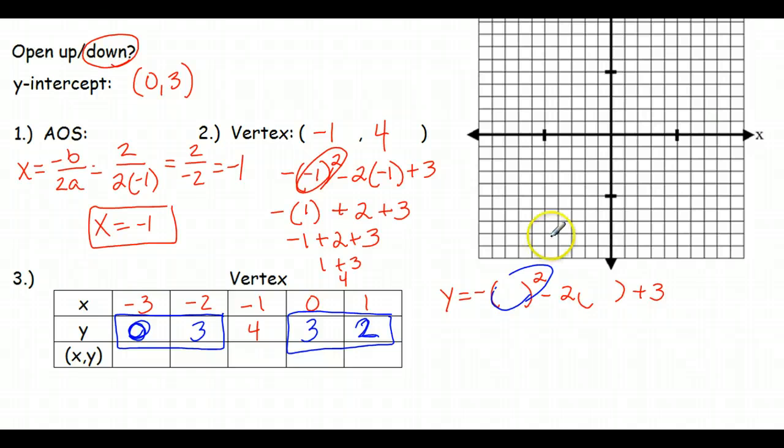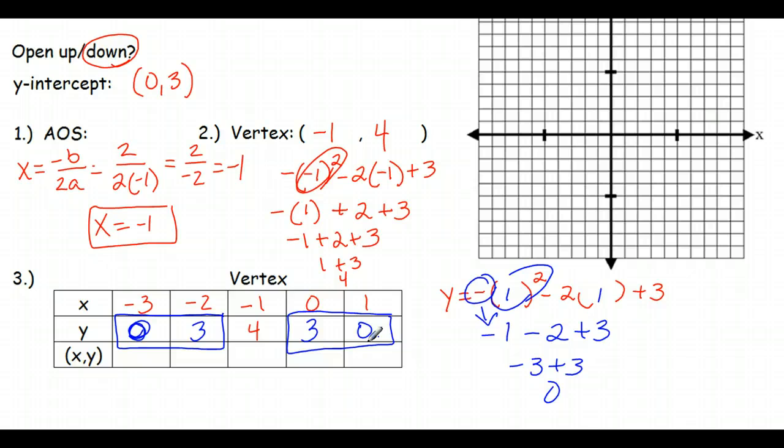Alright, let's check. I'm plugging in 1 again. 1 squared is 1 minus 2 plus 3. So what I forgot to do is make this negative. Negative 1 minus 2 is negative 3 plus 3 is 0. So I know there was my mistake. This should be a 0.